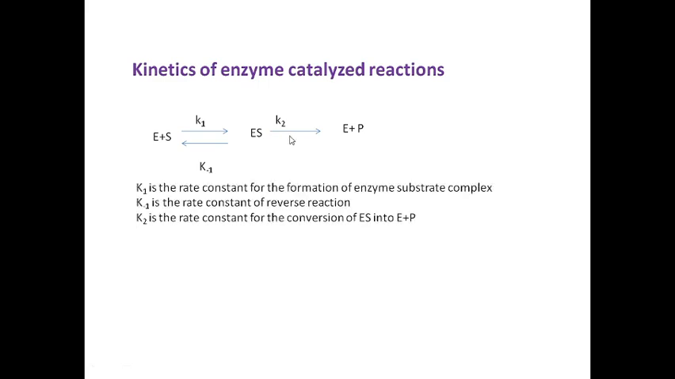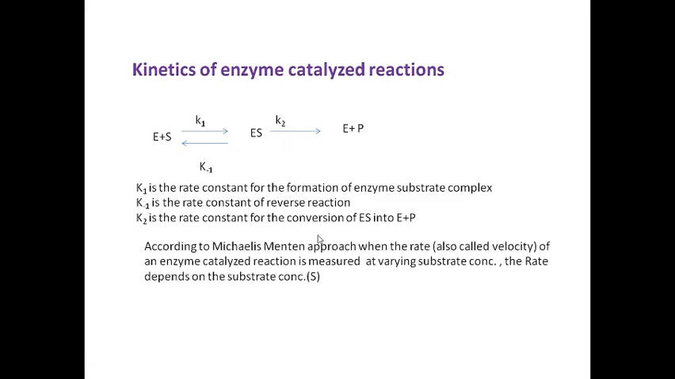So let me tell you, I have written these here. K1 is the rate constant for the formation of the enzyme substrate complex, and K minus 1 is the rate constant of this backward reaction, which is a reversible reaction, and K2 is the rate constant of this reaction. So moving forward, according to the Michaelis and Menten approach, these were two separate scientists. One was Michaelis and another was Menten.